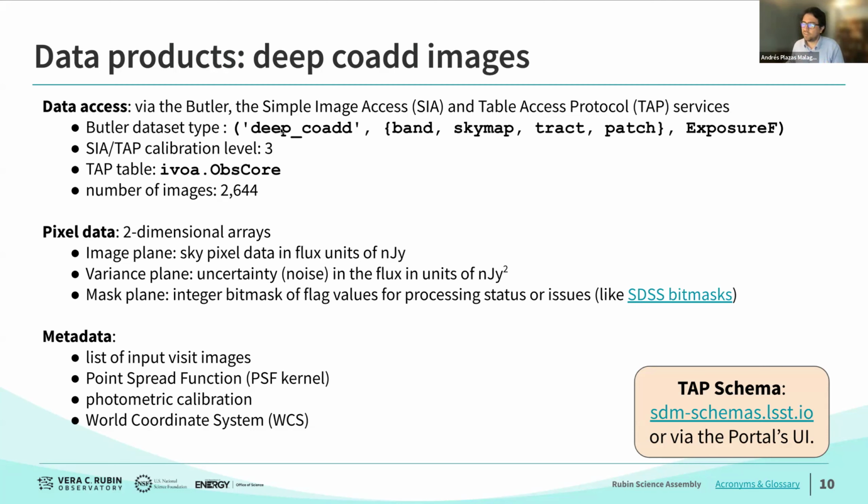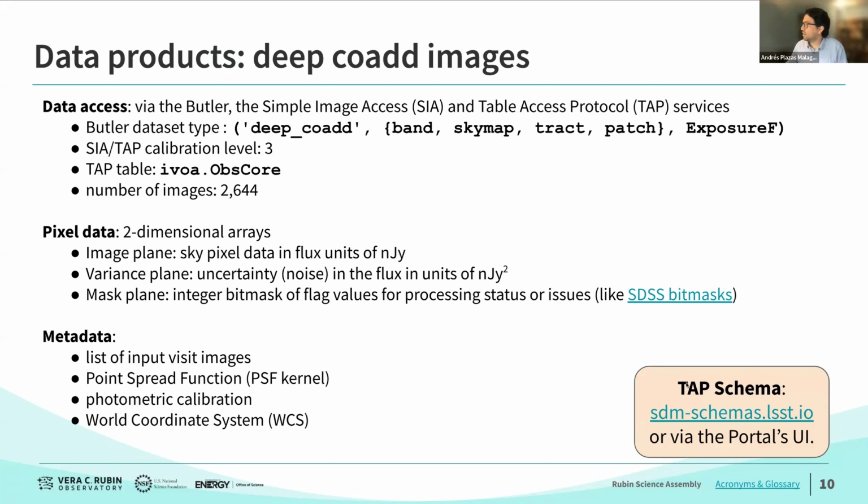So, for example, these objects know the list of input visit images that went into creating this deep coadd image. Once you have a deep coadd, you also have access to a point spread function kernel. You also have photometric information on photometric calibration and information on the astrometric solution, or the world coordinate system.